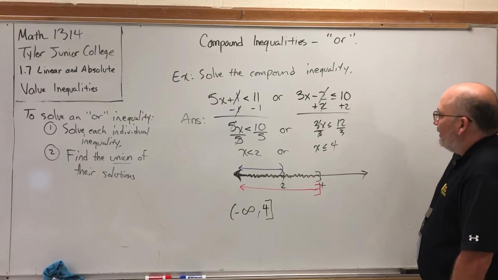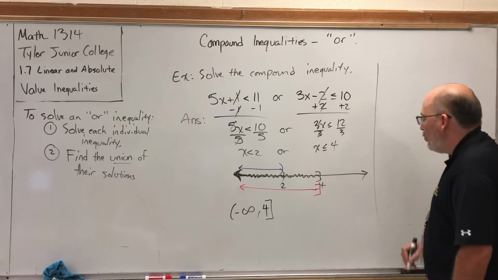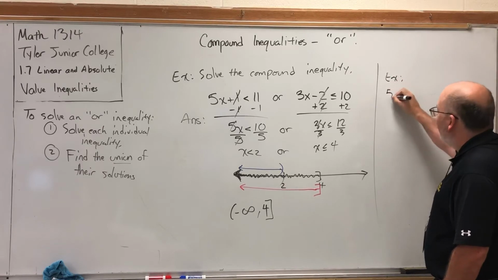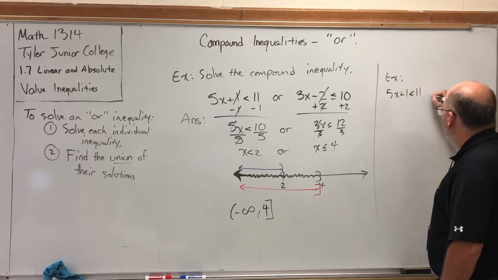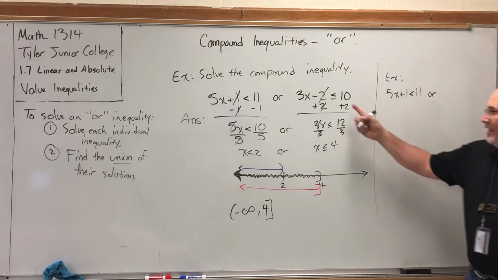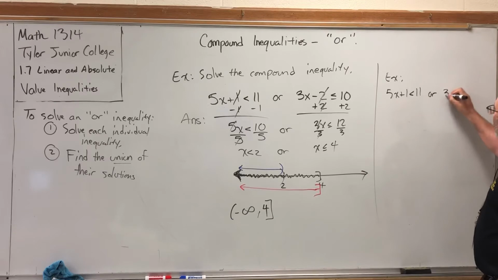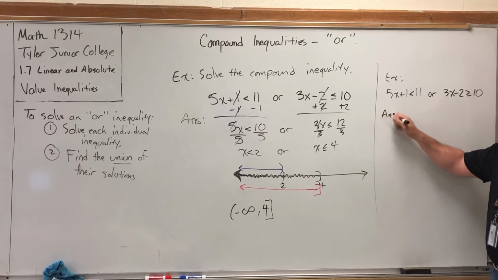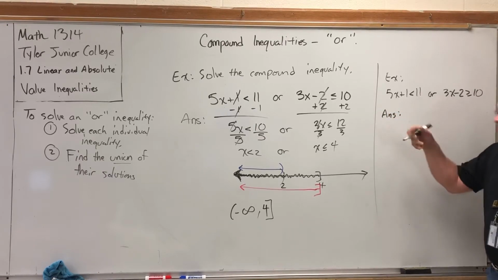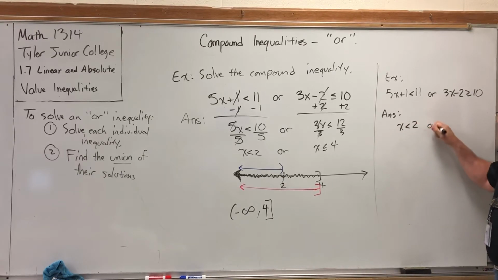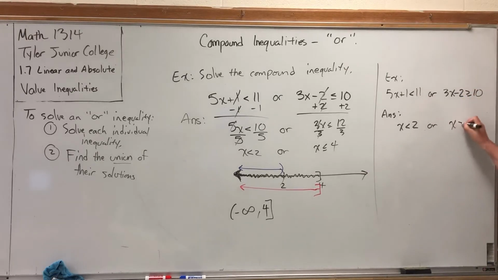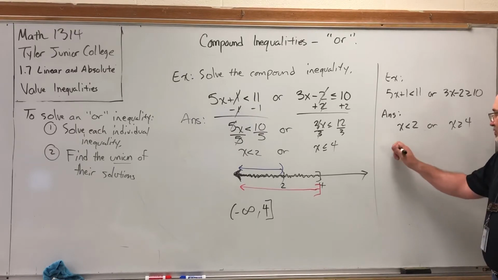So solving an OR inequality is pretty straightforward. I want to show you one more, which is very similar to this one. In fact, the first inequality is exactly the same. 5x plus 1 is less than 11. But on the second one, I'm going to change it to greater than or equal to. 3x minus 2 is greater than or equal to 10. Now, we've already solved both of these inequalities, so there's no need to redo that. The solution to the first one was x is less than 2. But the solution to the second one will now be x is greater than or equal to 4. And the solution that we're looking for is still the union of the individual solutions.